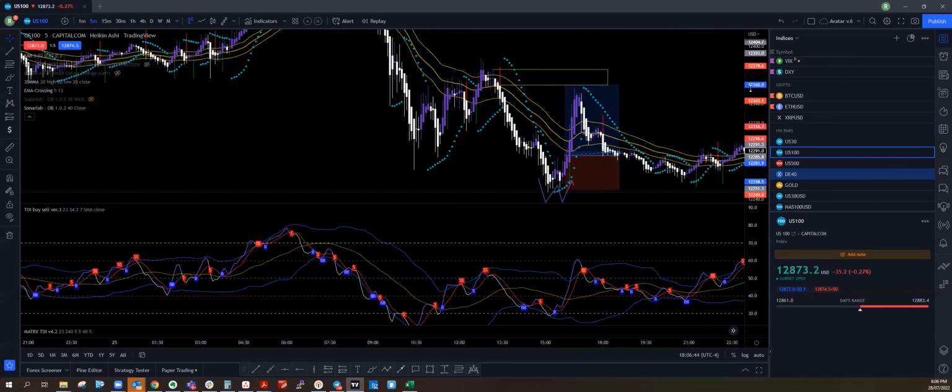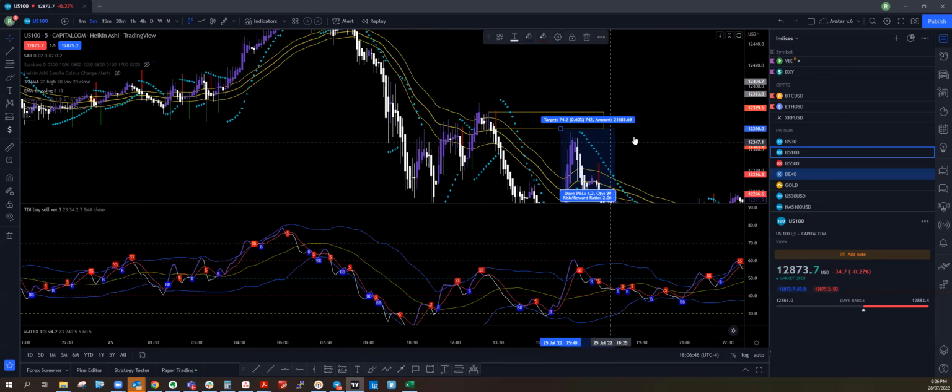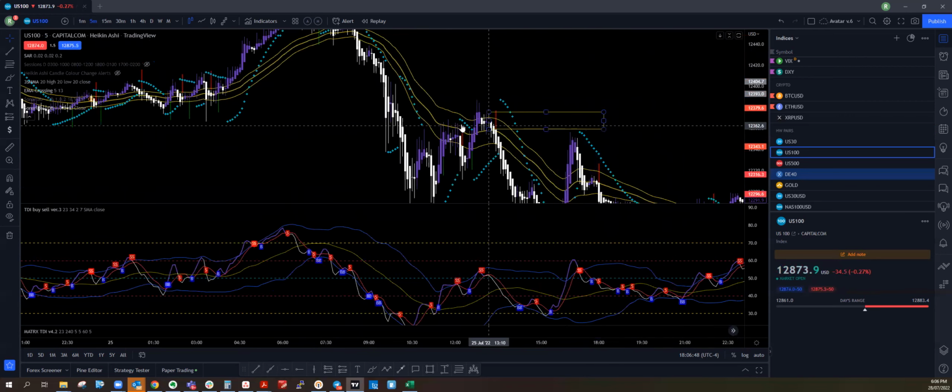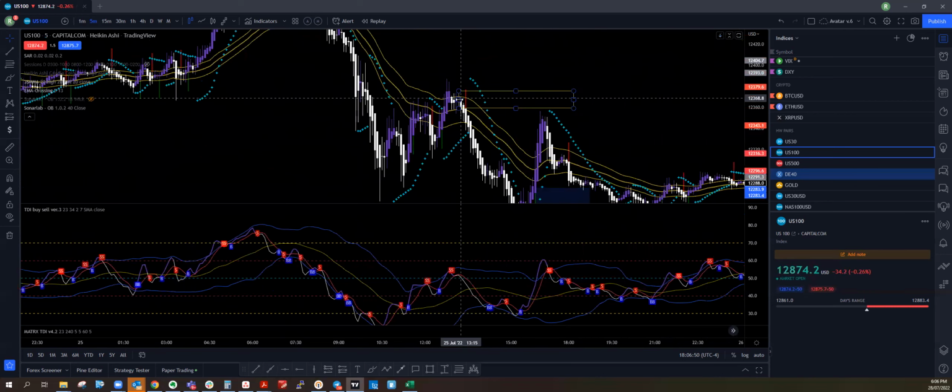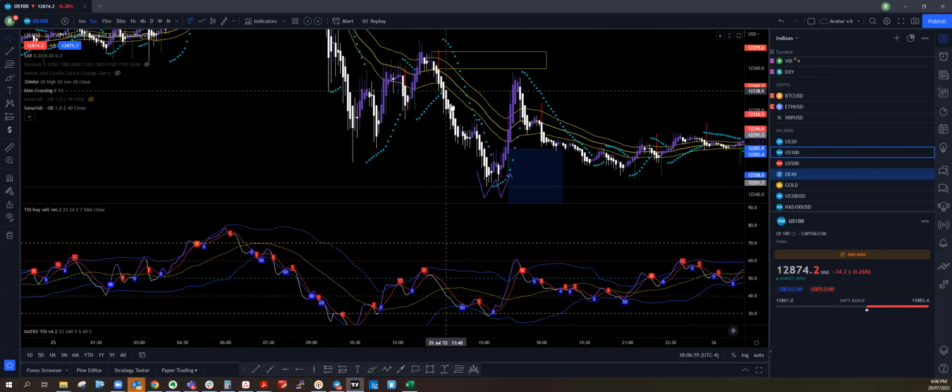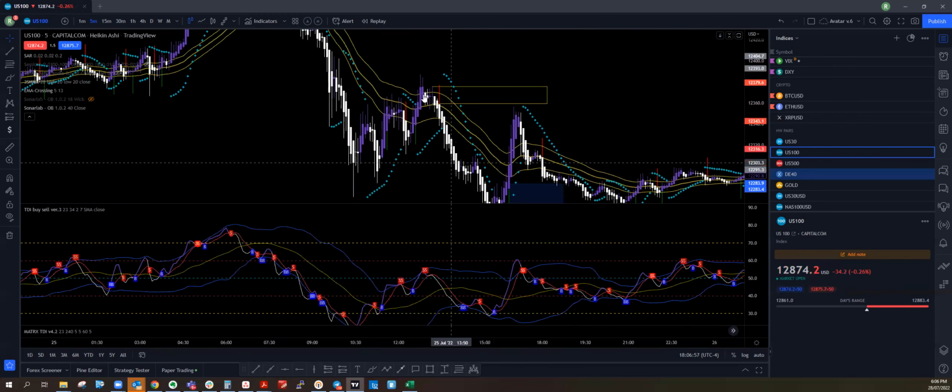Okay, so this is a nice one right here. So this is an order block right here. Last up candle before a big push down, right? Big push down. So you mark that.